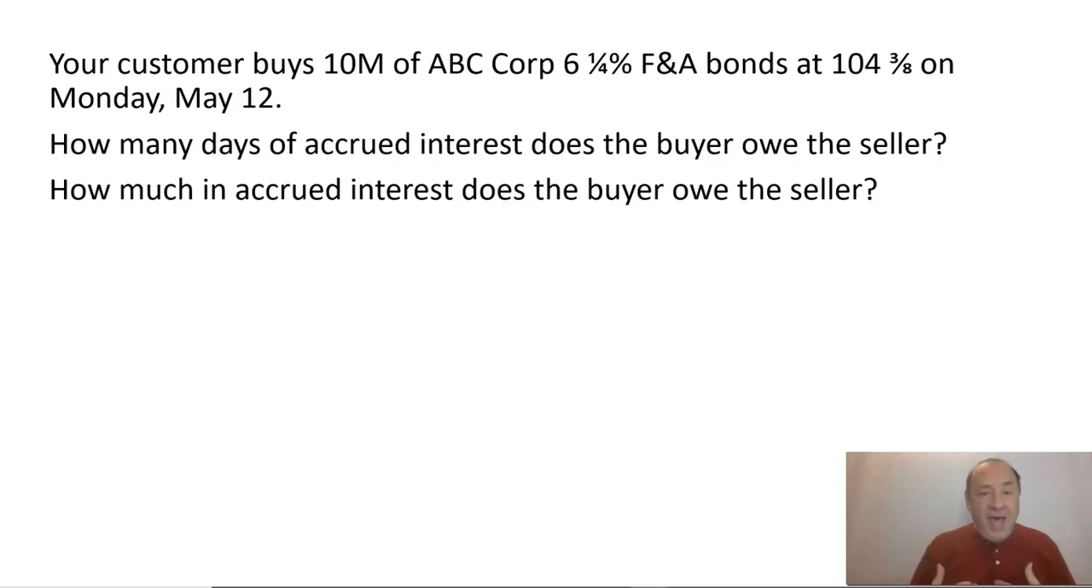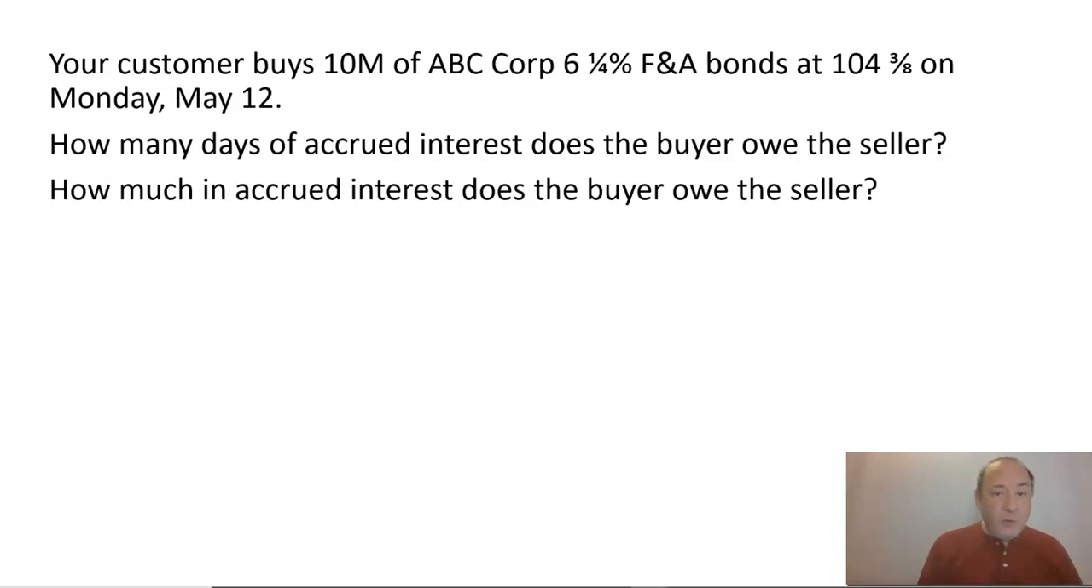But the person who sold the bond held that bond for some period of time before selling it. So the bond buyer owes the bond seller the seller's prorated share of the next interest payment date. So we'd have to figure out how many days of interest has accrued since the last interest payment date, and then how much money does the bond buyer owe the bond seller? So let's take a look at this example. Your customer buys 10M of ABC Corporation 6.25% F&A bonds at 104 and 3/8 on Monday, May 12th.